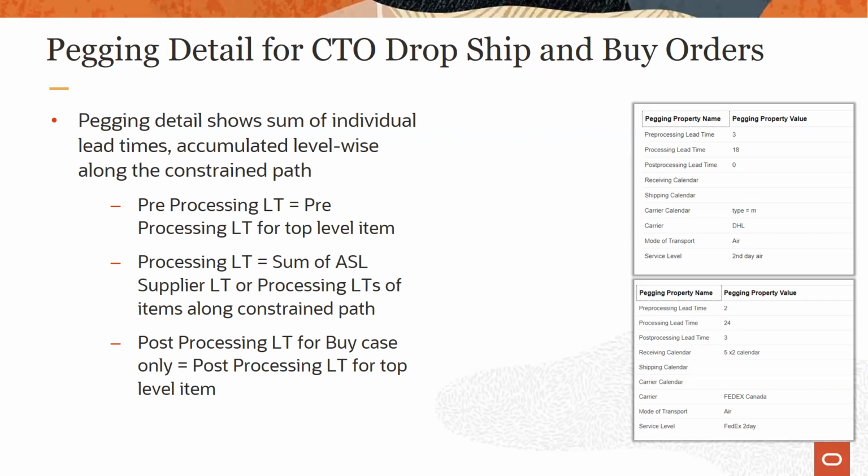In cases of purchased CTO models, the pre-processing and post-processing lead times would be shown for the purchased CTO model, and the processing lead time is again similar to the earlier case, and it will be the sum of the constrained option lead time and its parent model, which is rolled up at every level of the item structure.